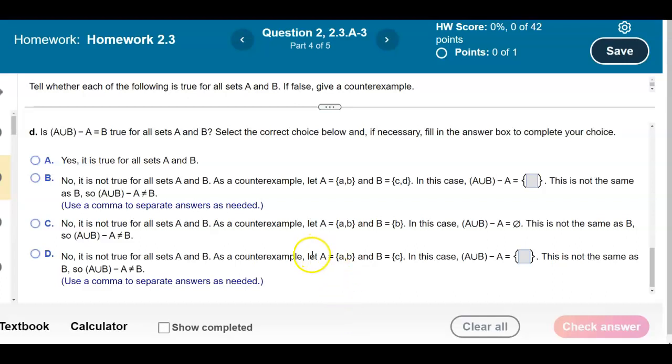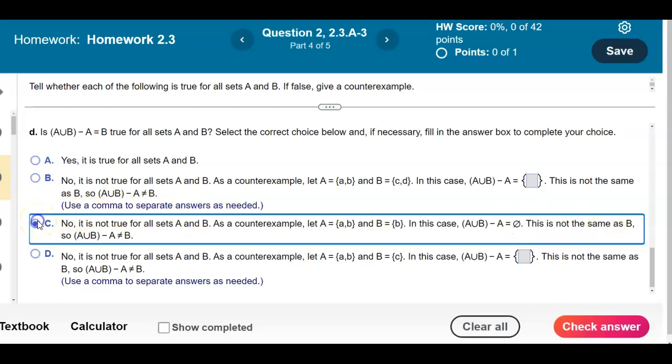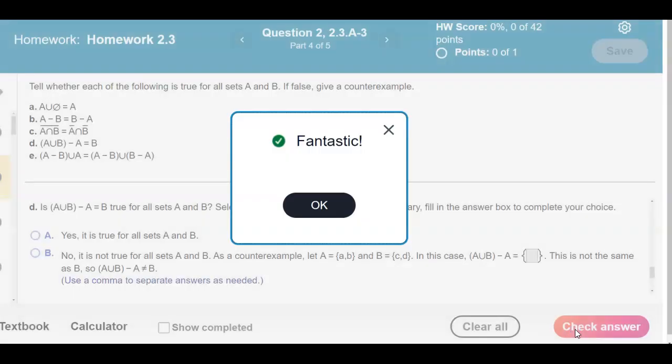Okay, and let's see here. We know that we have the following. We're going to let A equal {a, b}, and we're going to let B equal {b}. So in this case, we know that this is the empty set, and this is not the same as B. So this is going to be C.